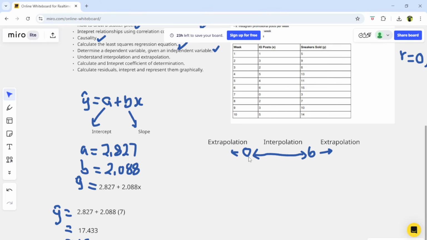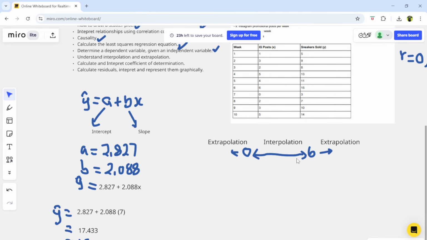But in this example, extrapolation cannot apply on the left side of this diagram here. Why? Because you can't have any number that is less than 0, like minus 1, minus 2, minus 3. You can't have minus 1 number of posts. That doesn't make sense in the real life context. So interpolation will be something like that.